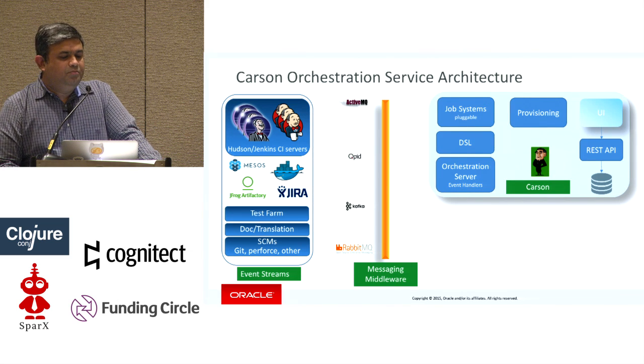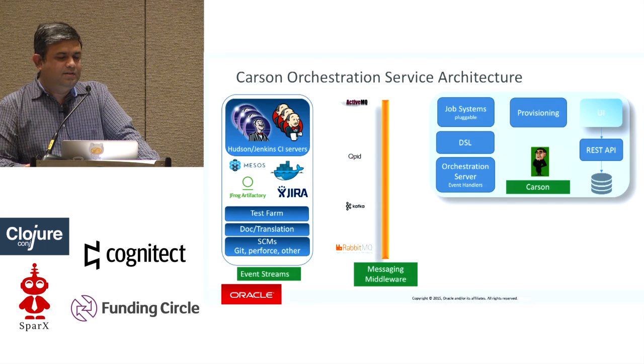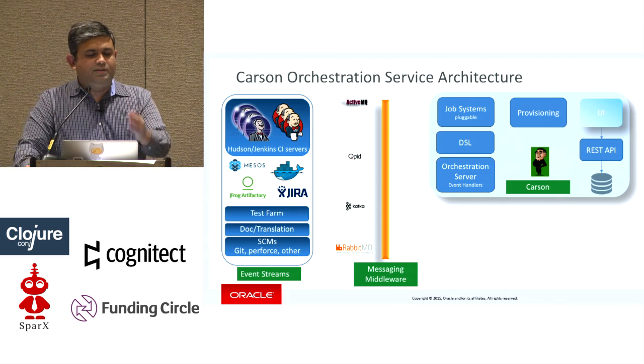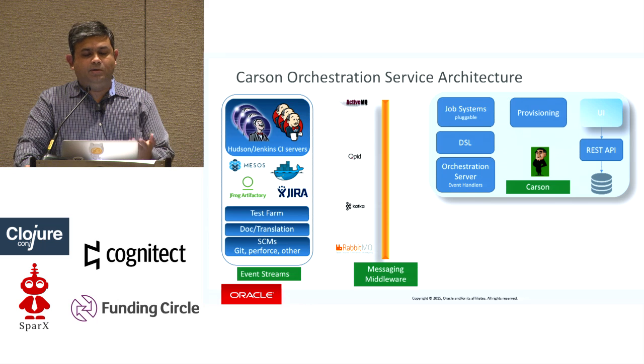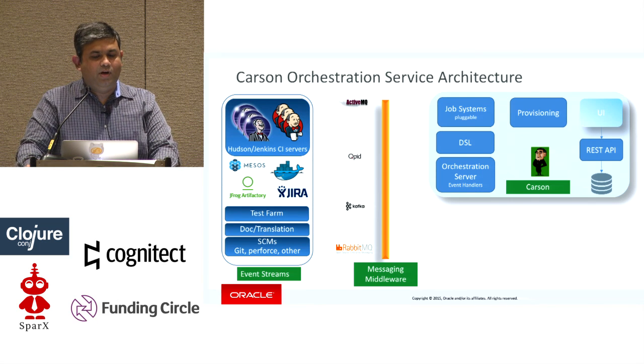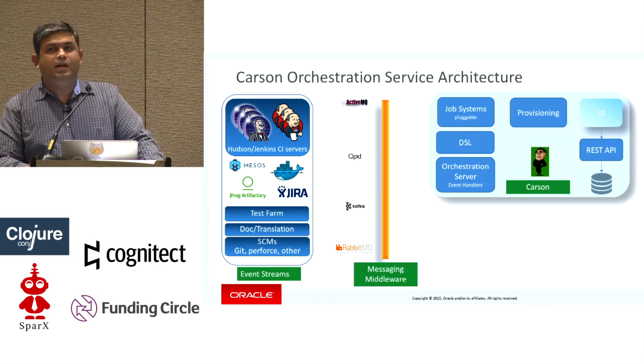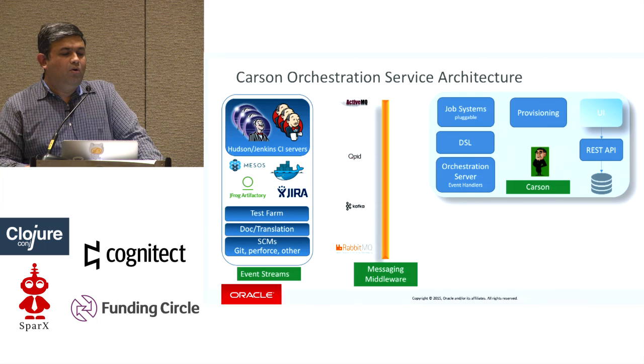And the Carson core itself consists of these 6 or 7 different components. There's job systems. So each one of these components that you see on the left side as event streams are available to Carson as a job system. And for you to be a job system, there's only 2 things that you really need. One is that you should be able to emit the event to us, and you should also be able to provide us an endpoint where we can actually invoke you back.